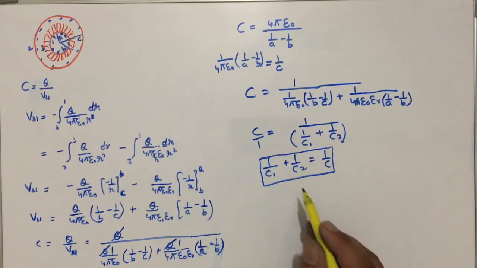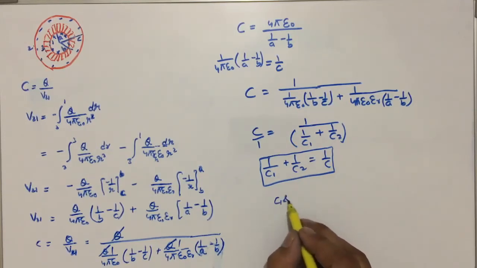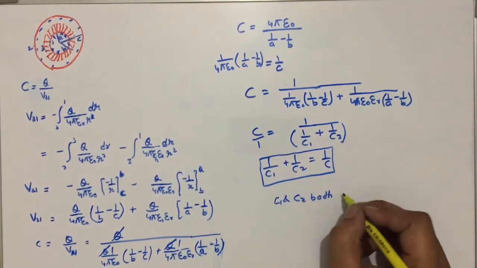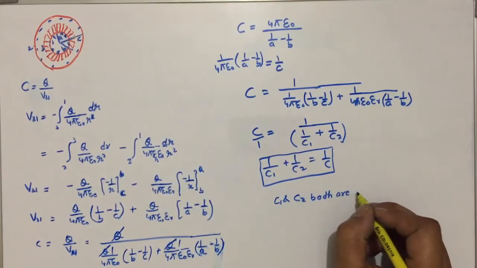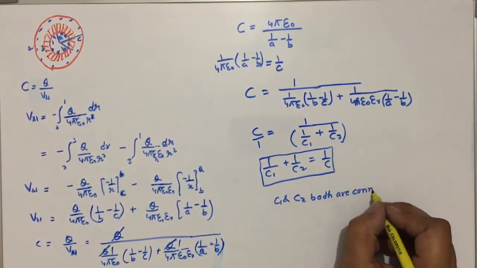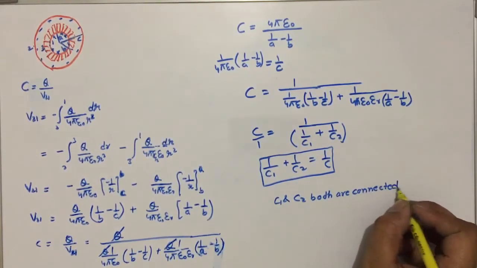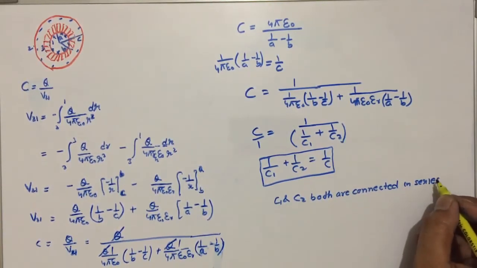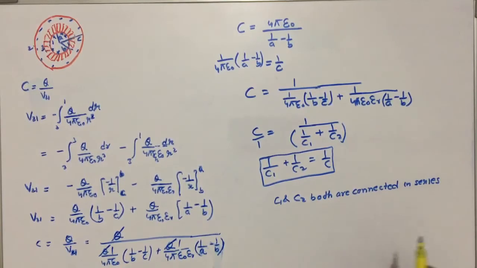So it means C1 and C2 both are connected in series. That's why their effective value will be 1 by C1 plus 1 by C2 is equal to 1 by C effective.